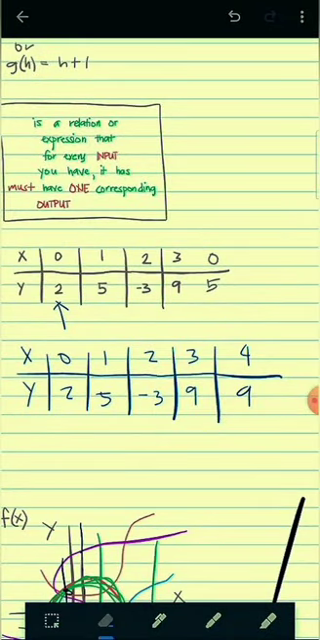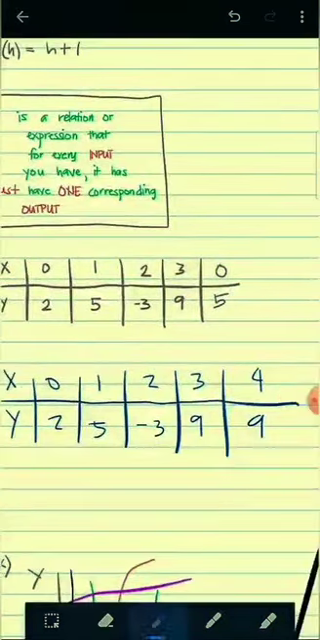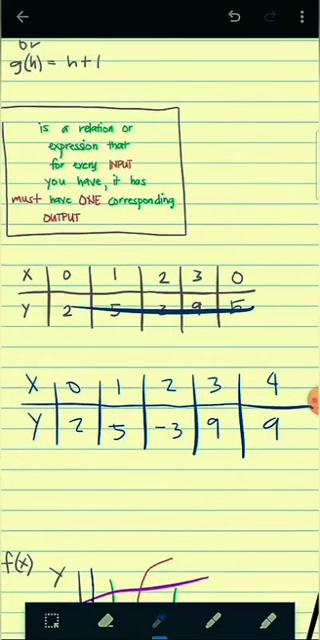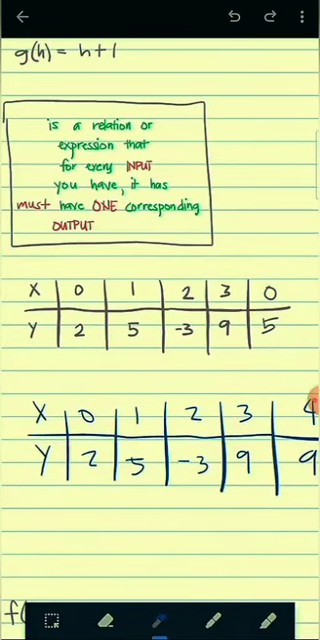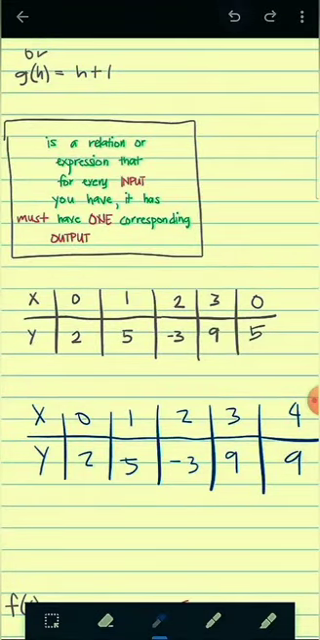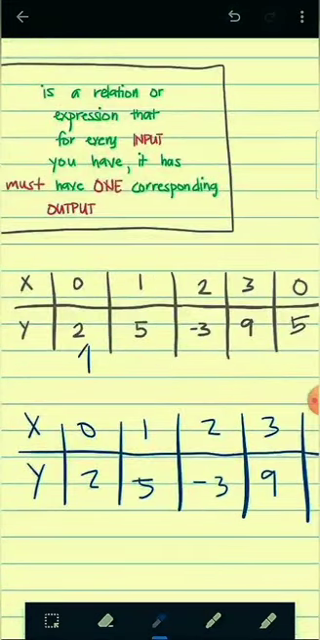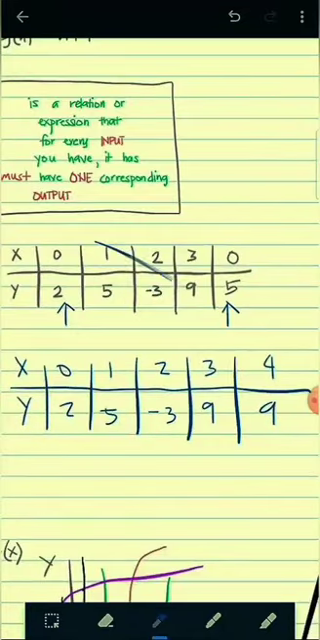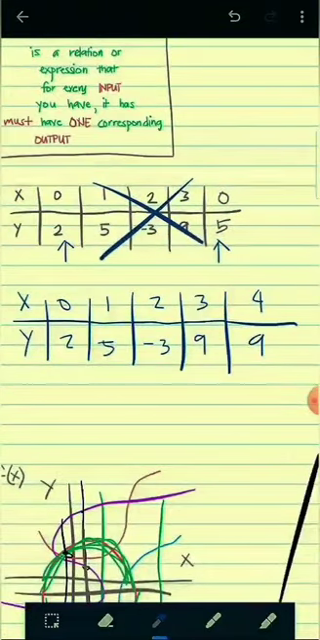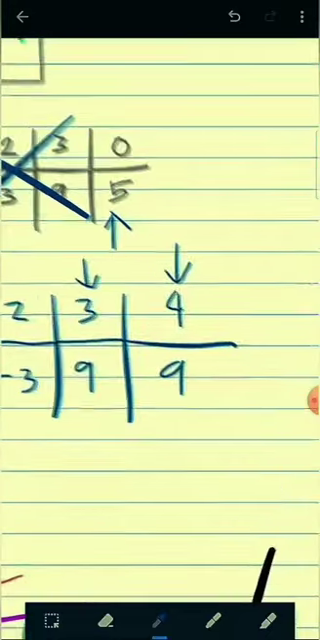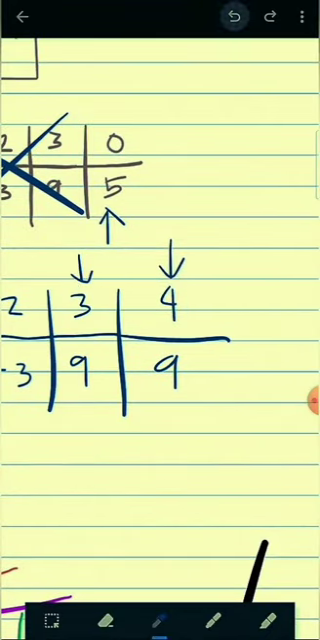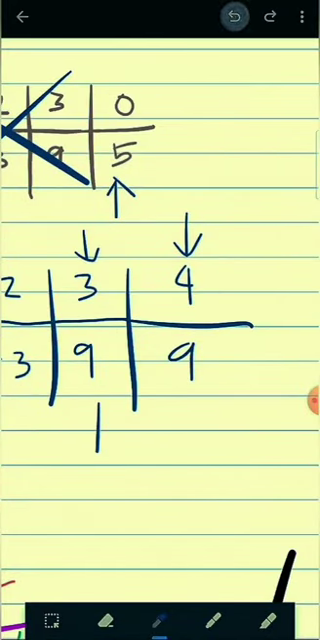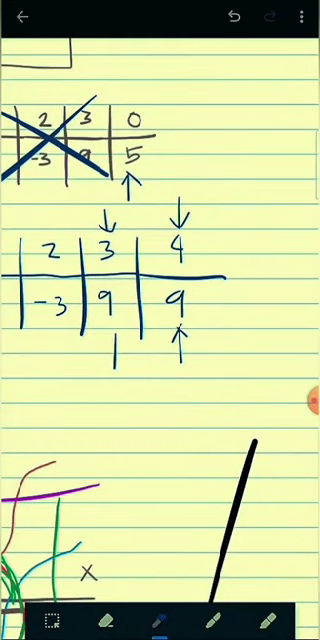To determine a function using this table, all you need to check is the x's and the y's. If you see here that an x repeats, or you input the same value and you get different outputs, that is not a function. But here, if you input different x's like 3 and 4 and you get the same output, like 9, it is a function, right?